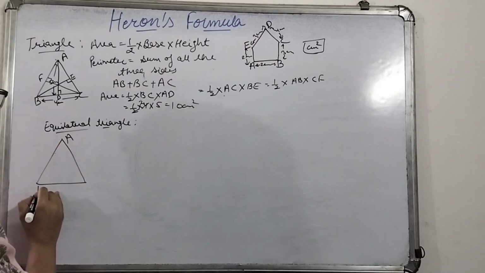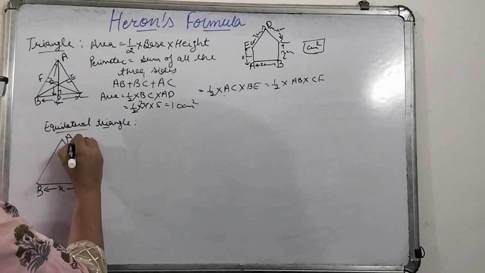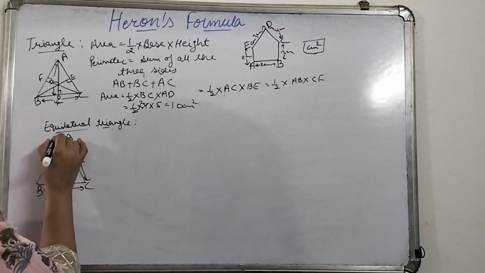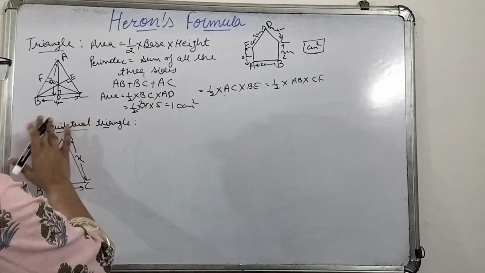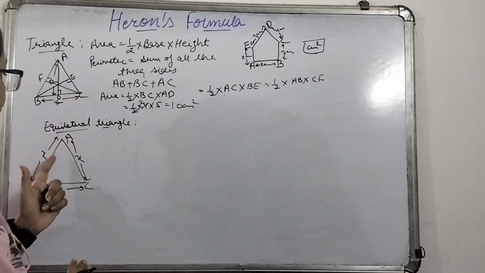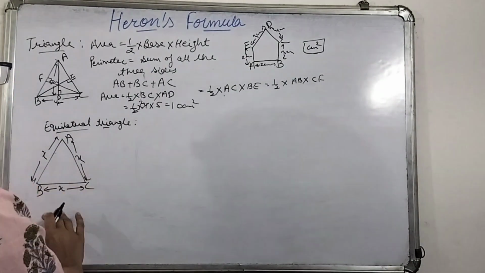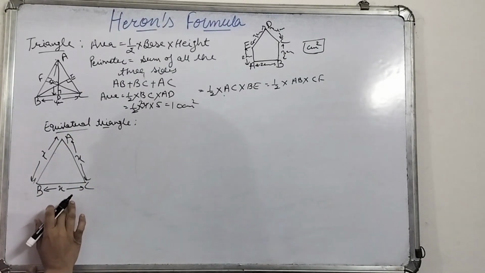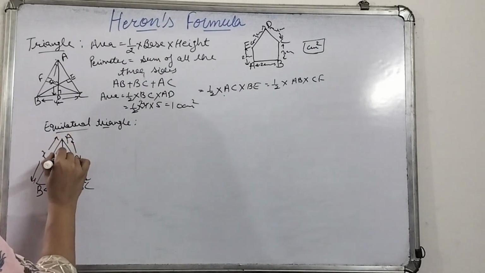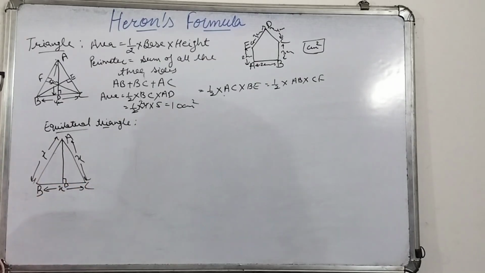This is triangle ABC, and all the three sides of triangle ABC are x centimeter or x meter, whatsoever it is. We are assuming that the sides of this equilateral triangle ABC are x. Now, if I consider BC as the base, then from the vertex A, I'll make a perpendicular on the side BC. Suppose this is your point D.